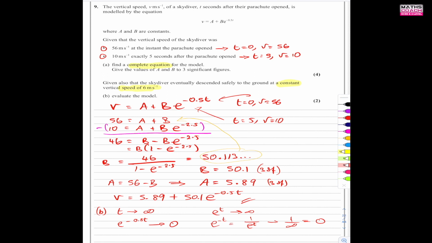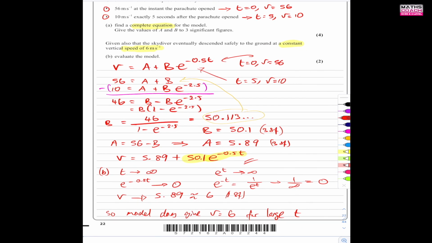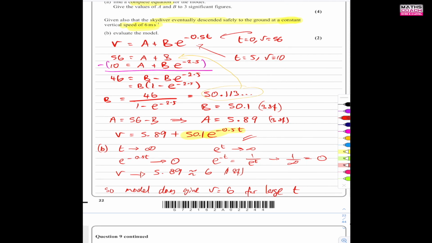If you look here, if this becomes 0, then 0 times 50.1 is also going to be 0. Therefore, v will eventually reach 5.89, which is equal to 6 if we round it to 1 significant figure. So we can say that the model is appropriate. The model does give us a constant speed of v equal to 6 for large t values, which is basically what is observed, where the skydiver eventually descends to the ground at 6 meters per second. So we can say that the model is valid.